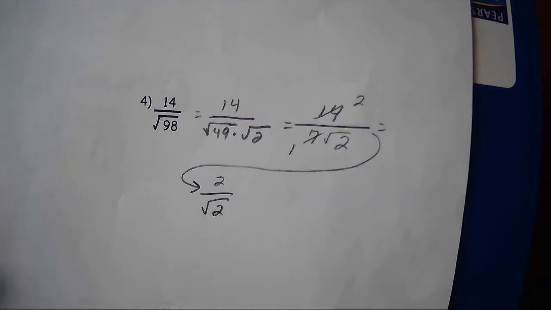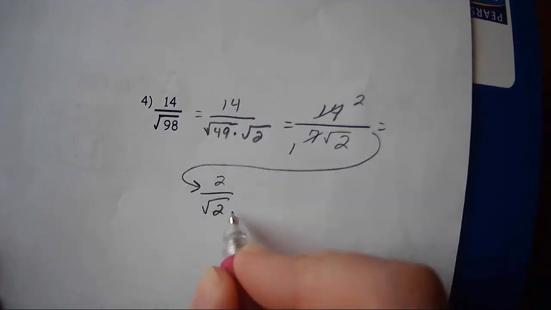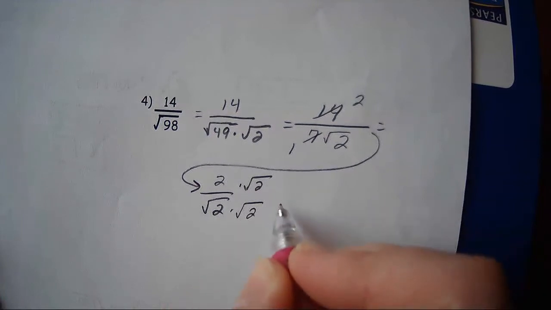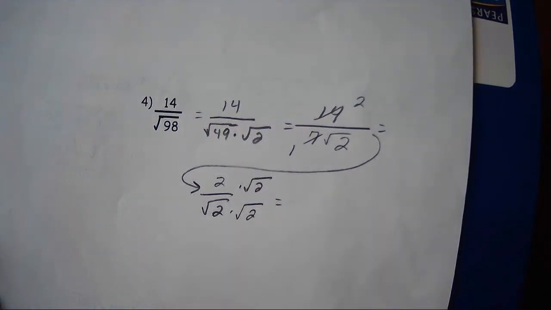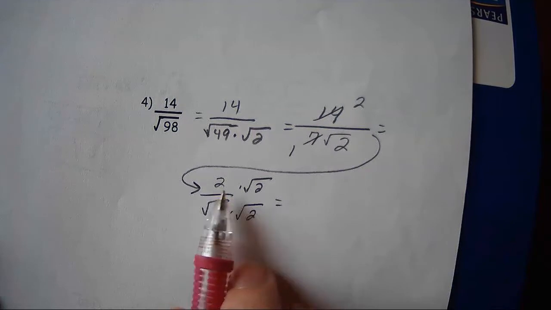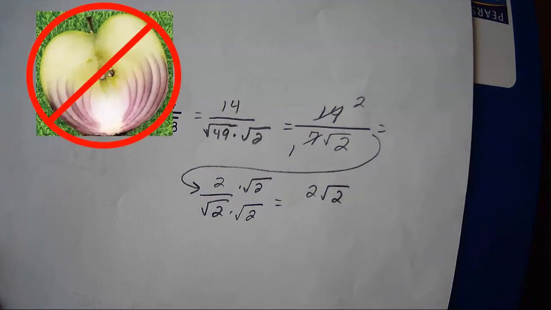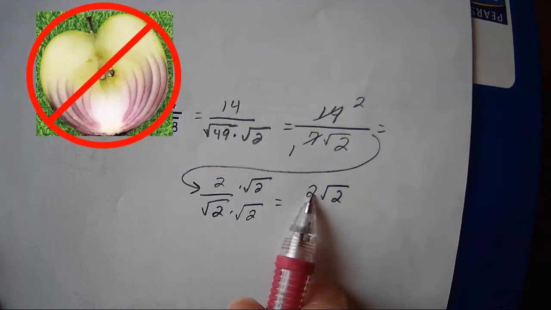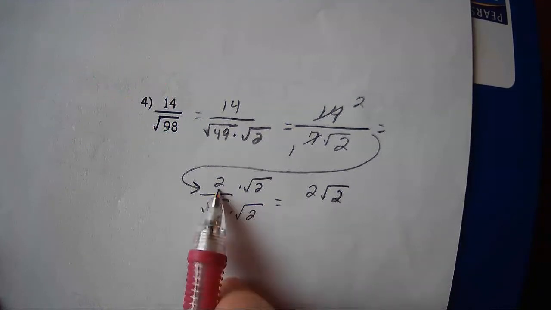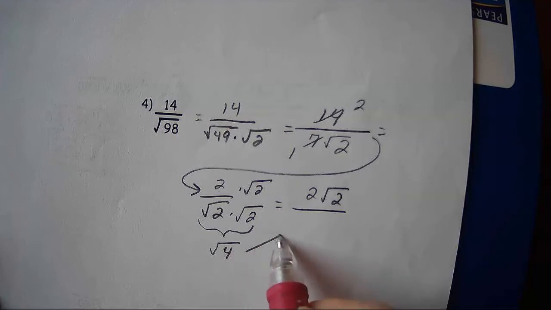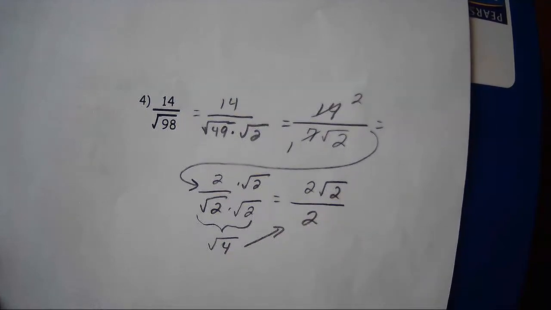All right, so hopefully you said we're going to rationalize the denominator. We are going to multiply both the numerator and the denominator by the square root of 2. So up above, we're going to have 2 square root of 2, because remember, you cannot combine apples and onions. You want to do whole number to whole number, radical to radical. So 2 times the square root of 2 over, and the square root of 2 times the square root of 2 is the square root of 4, which is 2.